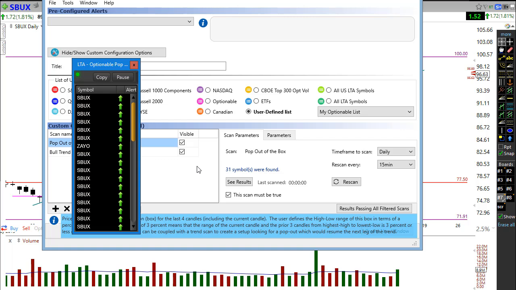But honestly, it can't be any easier. Once you set up the windows that you want, literally, I turn it on in the morning, it just runs. I shut it off at night. I turn it on in the morning and it runs. It finds me trades.